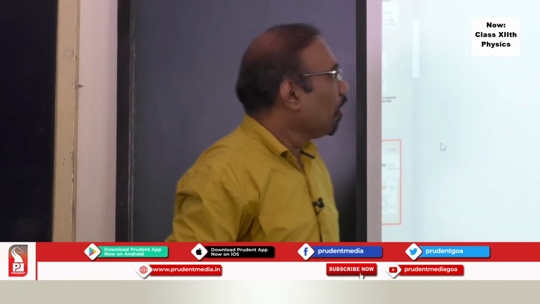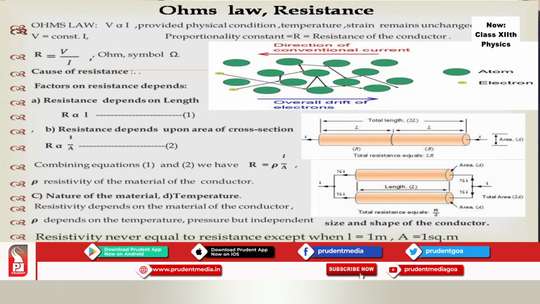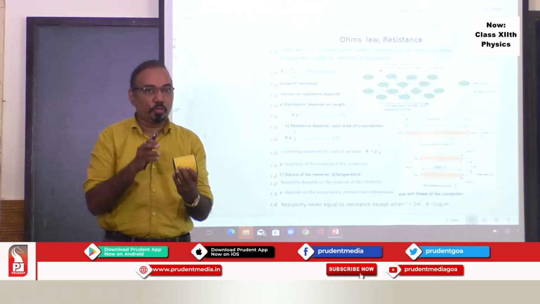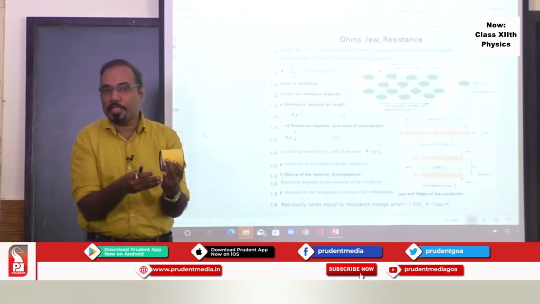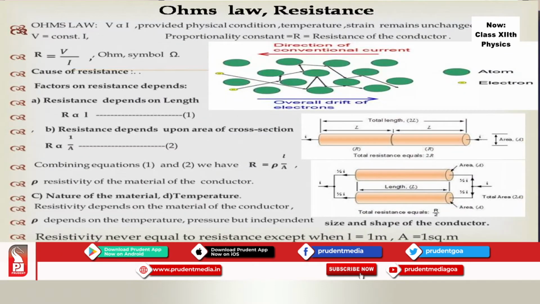So what does Ohm's law state? Potential difference is directly proportional to current, provided, please mind this, provided the physical conditions, temperature, strain remain unchanged. So if you keep the length and area of cross-section of the conductor constant, and the temperature surrounding it constant, then only is the potential difference directly proportional to current. And the proportionality constant that comes into play is nothing but the resistance of the conductor.